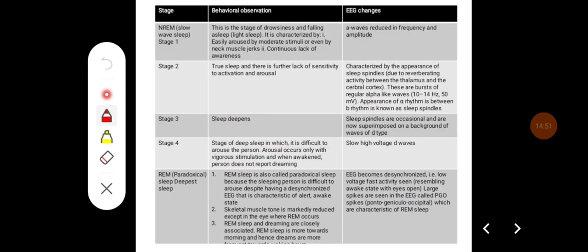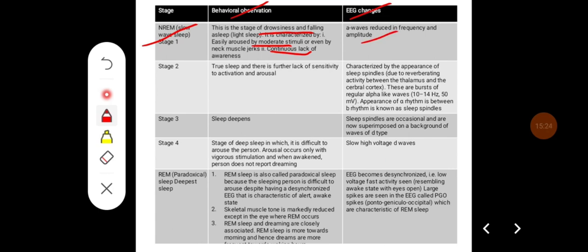So these are some of the changes which we see in NREM sleep, the behavioral as well as EEG changes. In stage 1 NREM sleep, this stage is of drowsiness and falling asleep. It is characterized by being easily aroused by moderate stimuli or even a neck muscle jerk, and there is a continuous lack of awareness. EEG changes: alpha waves are reduced in frequency and amplitude.